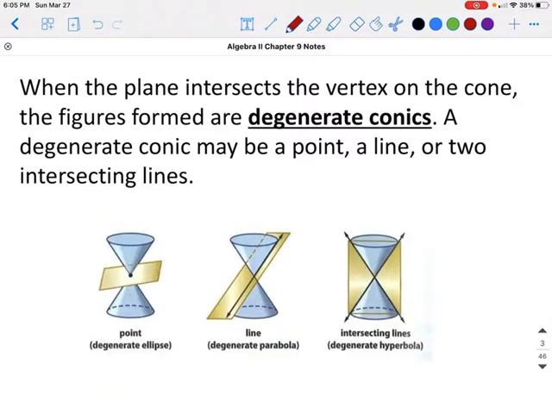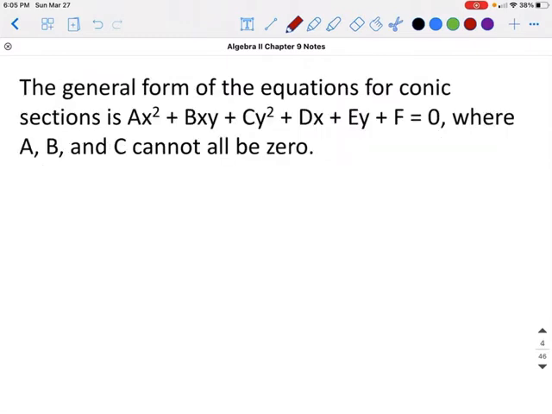Now you can also get degenerate conics. That's if you have a plane that cuts through exactly where they meet, it'll give you a point. If you go at a diagonal so that it just touches both edges of the two cones, you will get a line. Or if you cut it vertically down through the middle, you will have intersecting lines.